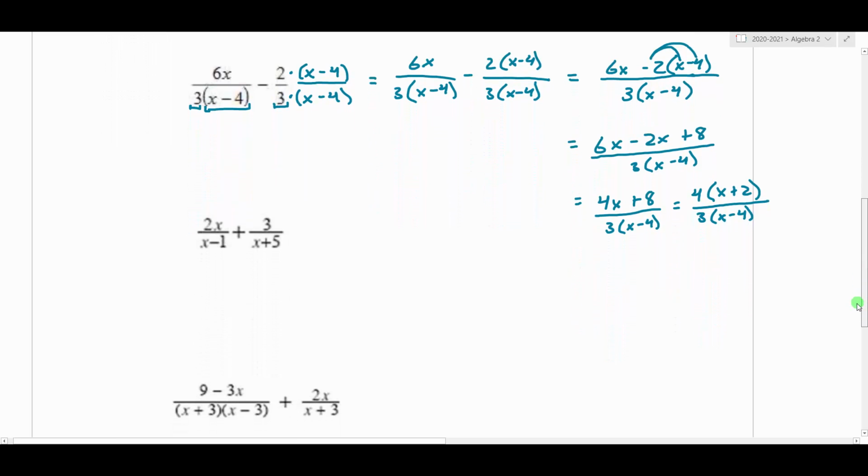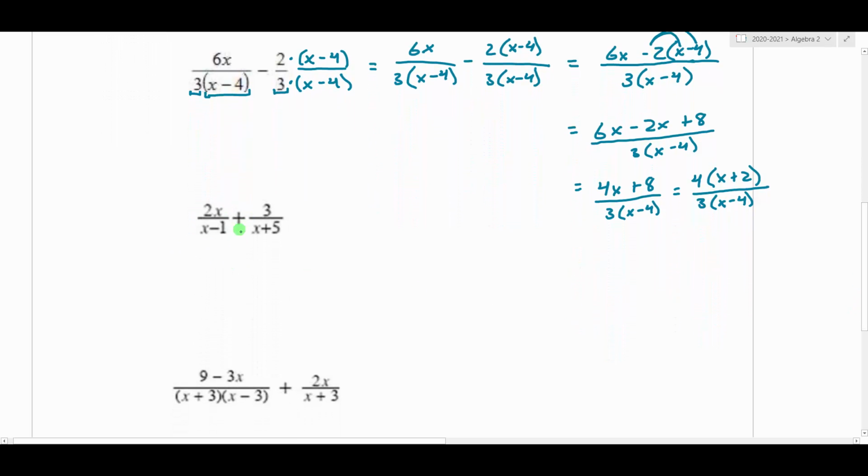All right, let's do another one. When I look at this one, again, I look at the bottoms, and I notice these are not the same denominators. I also noticed they didn't put parentheses on these, which annoys me, so I'm going to put some parentheses on those. And I'm going to use my trick of multiplying by 1 to get these denominators to be the same. So this one has an x minus 1, but it's missing the x plus 5. So I'm going to multiply top and bottom by x plus 5.